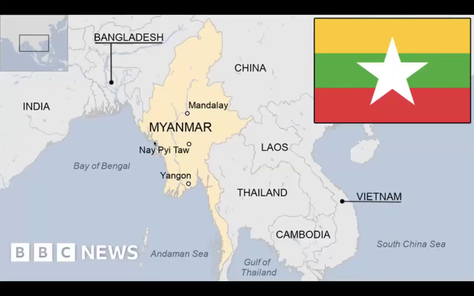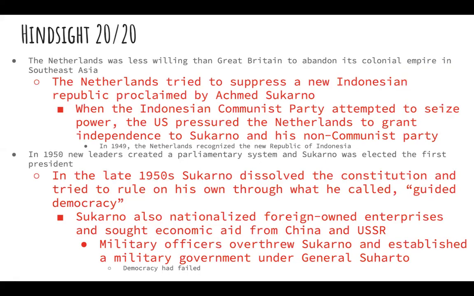This is Burma, aka Myanmar, or well, it's called Myanmar now. Hindsight 2020. So the Netherlands, however, was less willing than Great Britain to abandon its colonial empire in Southeast Asia, kind of like the French in Vietnam, Indochina. So the Netherlands tried to suppress a new Indonesian republic proclaimed by one man, Ahmed Sukarno.